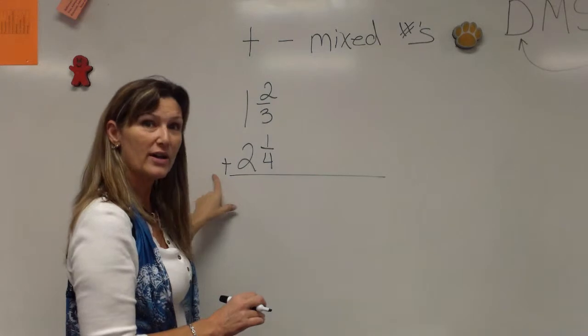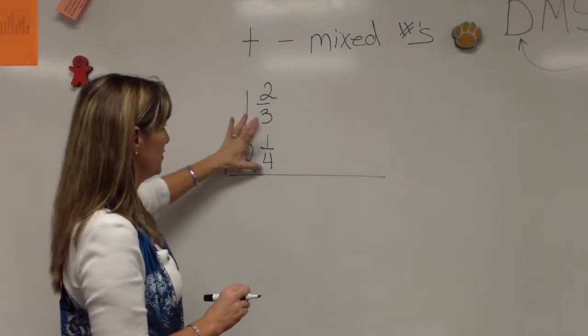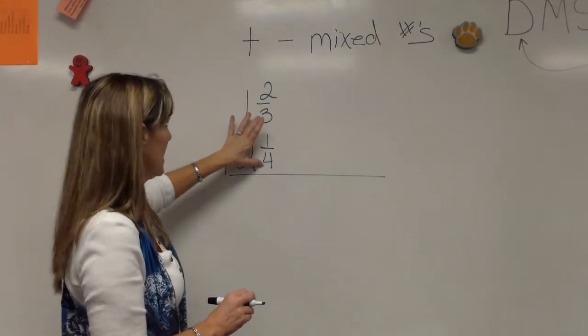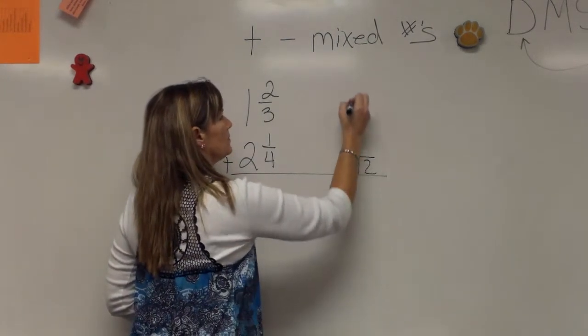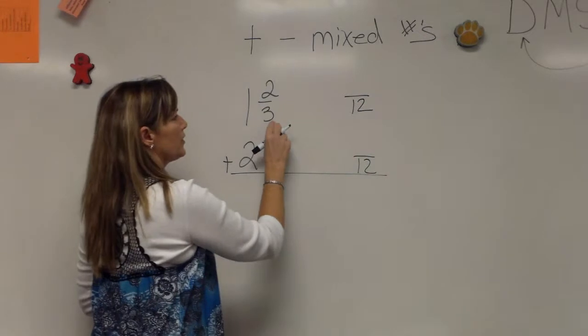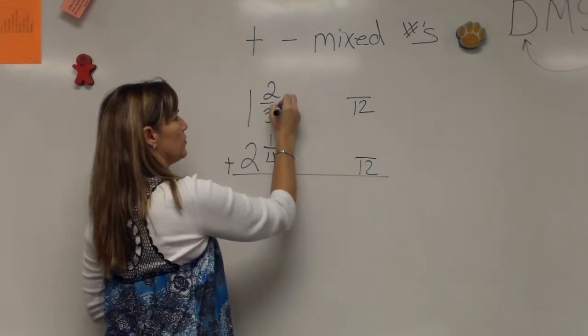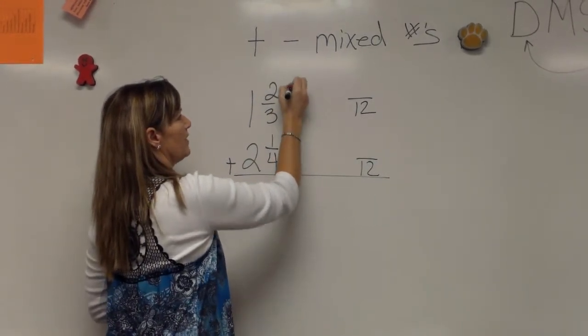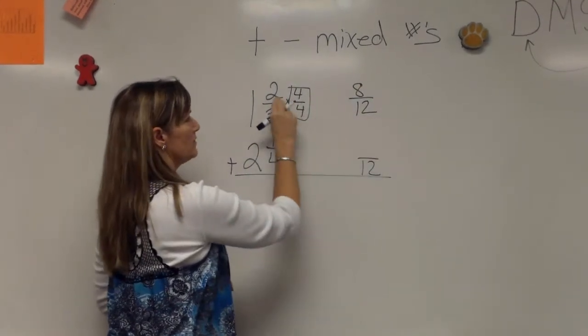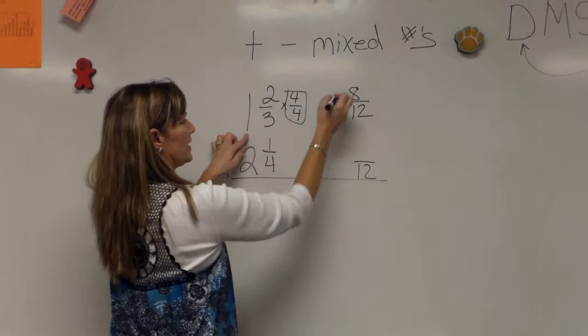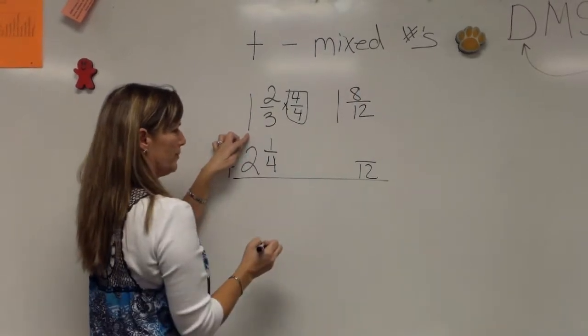Before I can add fractions, I have to get a common denominator. The bottom numbers have to be the same. So I'm going to use 12. 3 times 4 will give me 12, so I'm going to multiply by 4 over 4. 3 times 4 is 12, 2 times 4 is 8, and don't forget to bring the whole number over.